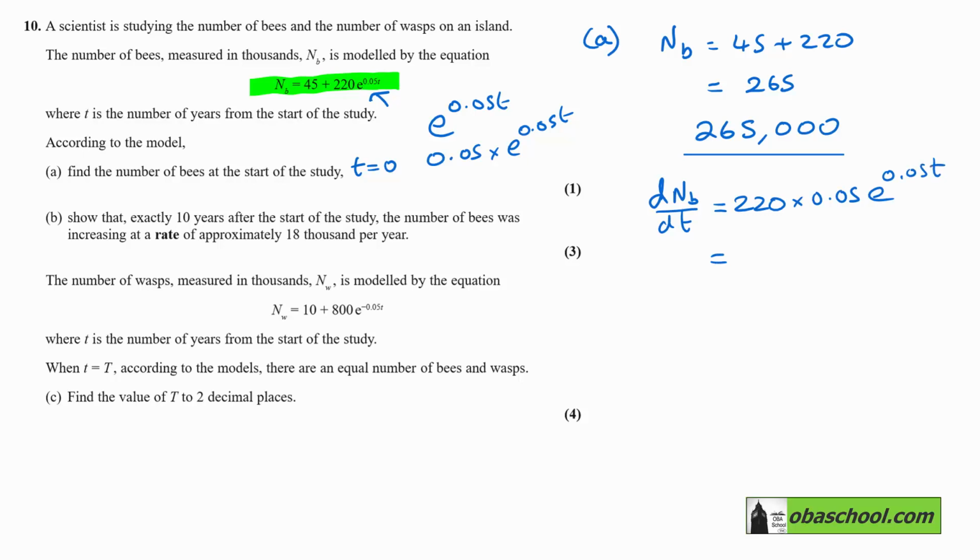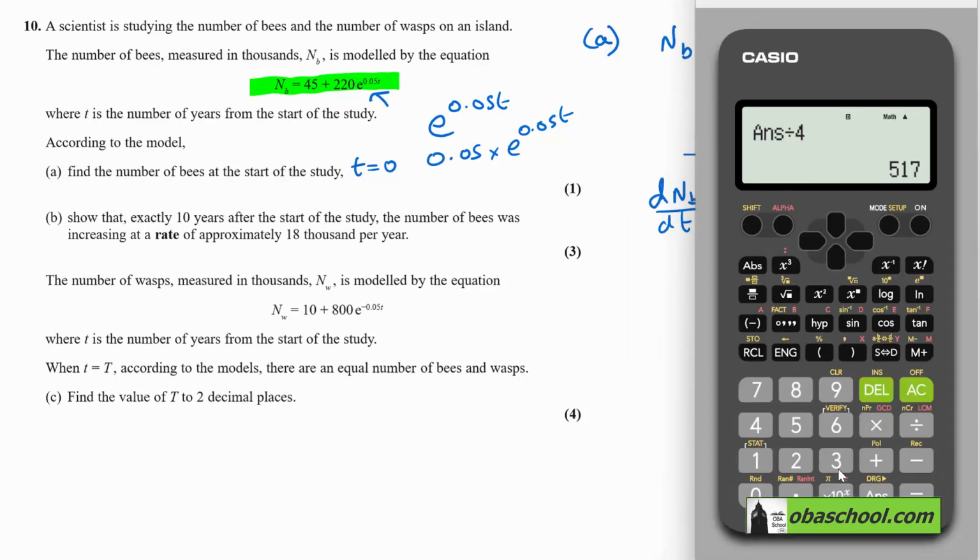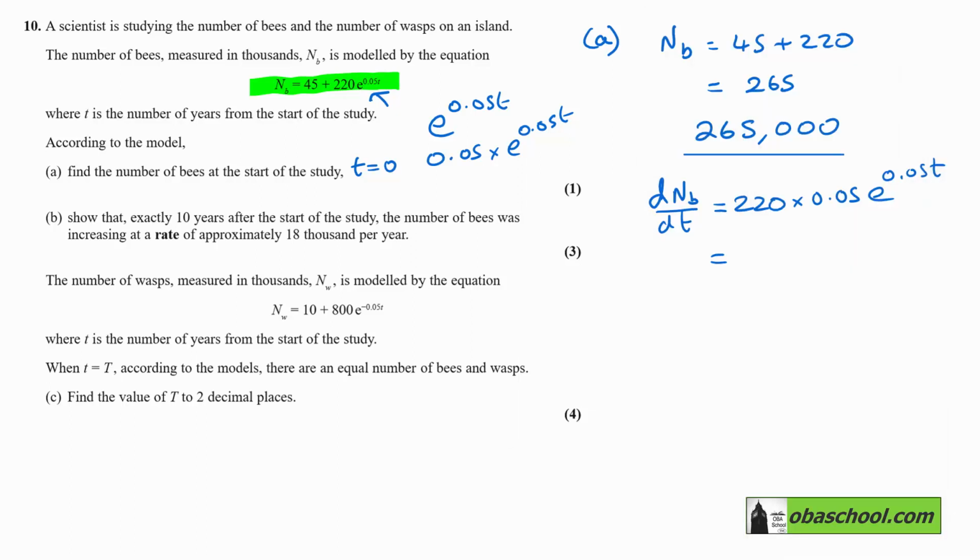0.05t. So we just need to do that 220 times that by 0.05. And that is going to give us 11. So it's going to be 11 e to the 0.05t.